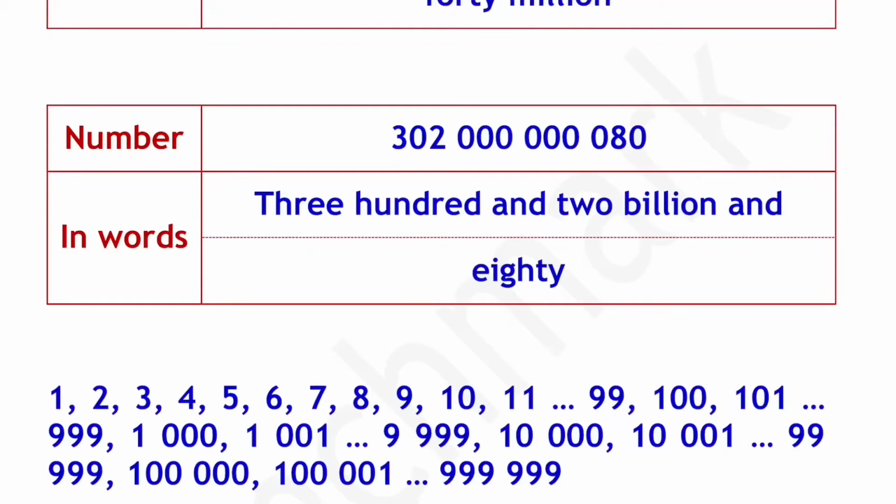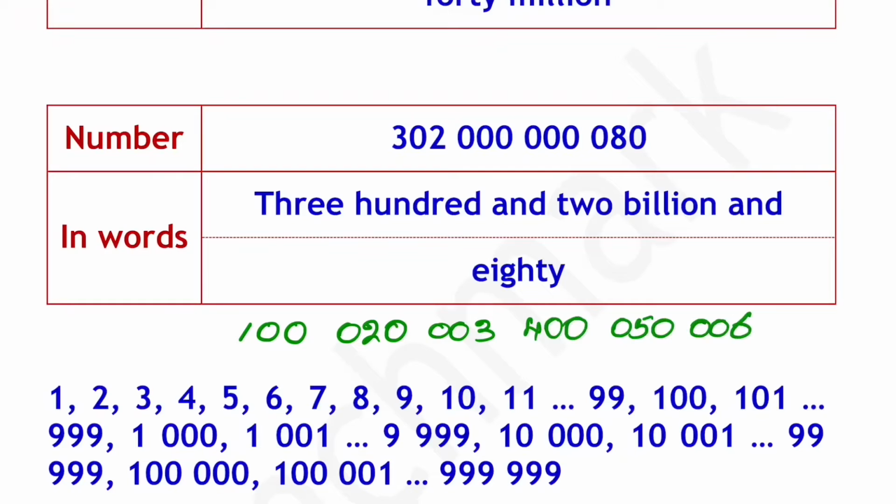That is sufficient for your examination purposes or for your practical life. But just to give you more interest in the subject, I will introduce 2 more bridges. Think about this number. I'll be giving a number like this: 100 020 003 400 050 006. What a big number is this? Yes, so let's go ahead.